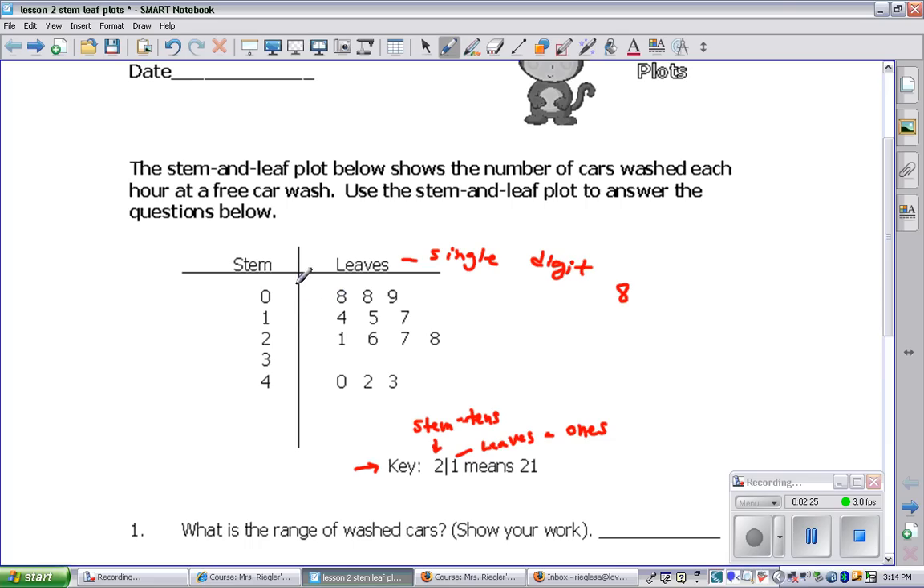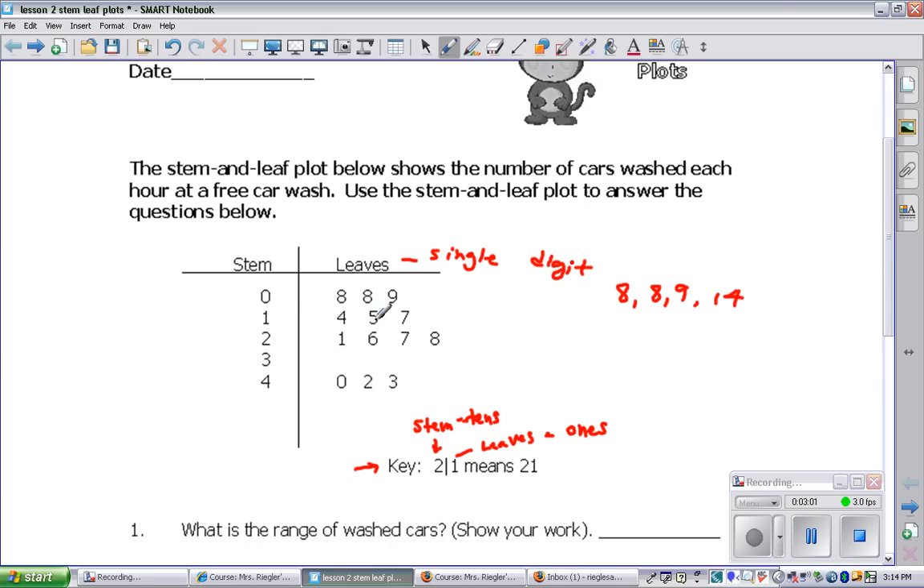Another 0, vertical line, and 8 means I have another piece of data that is also 8. 0 bar 9 means, what do you think? It means I have 9. I have 0 tens and 9 ones. Then if I go to the next line, it says I have 1 ten, and then the bar separates from the ones. The 4 on the leaf side means I have 4 ones. 1 ten and 4 ones makes a total of 14.